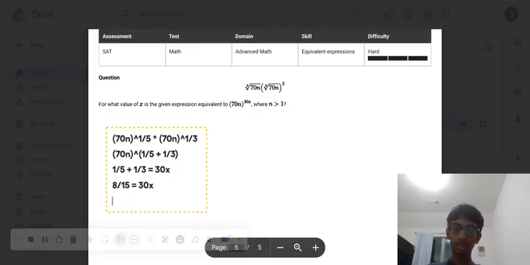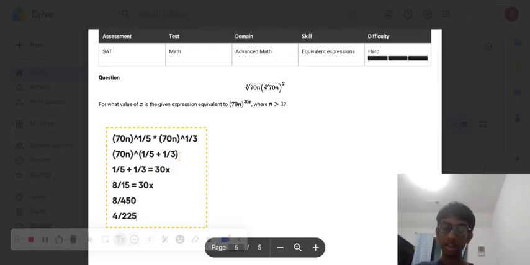Dividing both sides by 30, we get 8 over 15 divided by 30. This is kind of hard to write, so I'll just put it as 8 over 450, and we can simplify this further to 4 over 225. And that would be our answer. And that's how you would solve this problem.